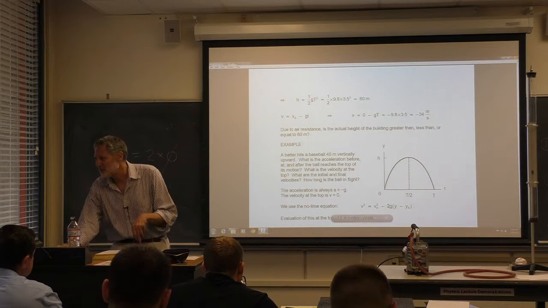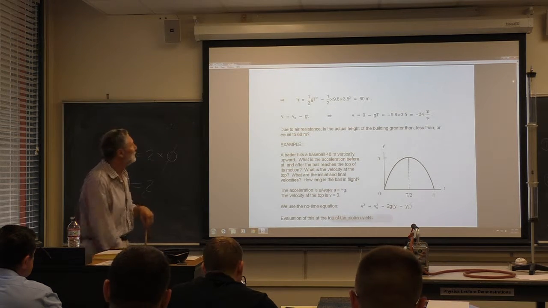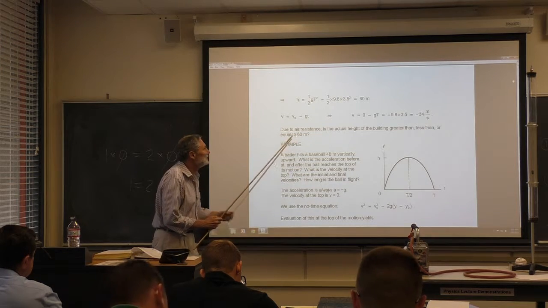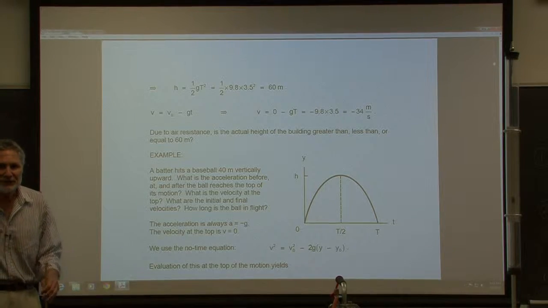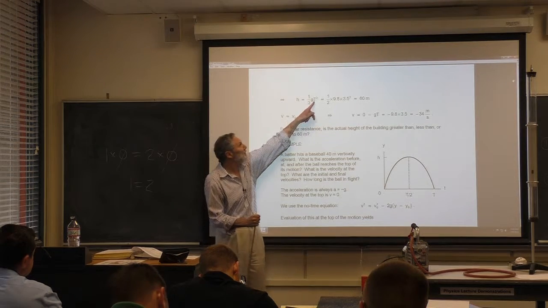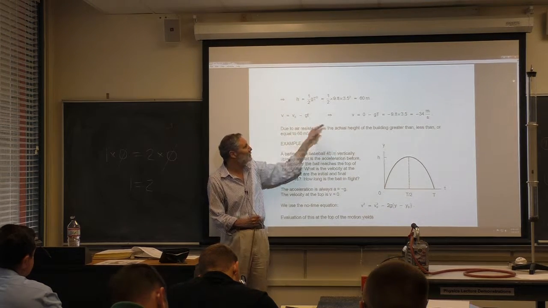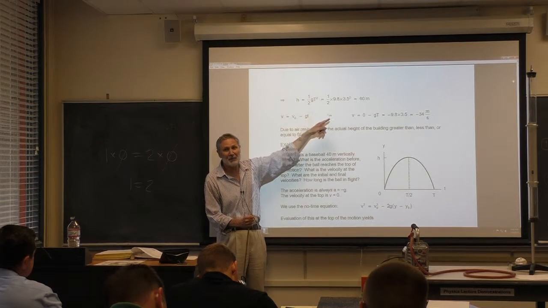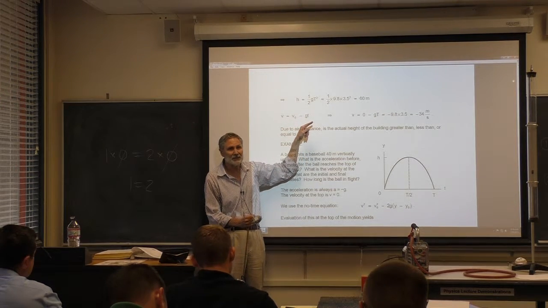But let's go back and look at this. In fact, maybe I can stick with this slide. Air resistance, what is air resistance going to do to the time of fall? Increase. It's going to increase it. So the actual height of the building, this is an upper bound. It's actually less than 60 meters.